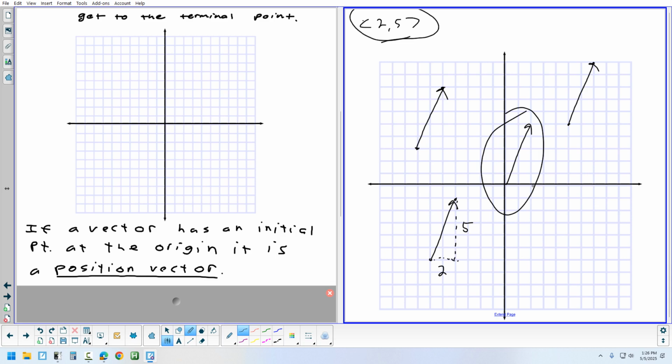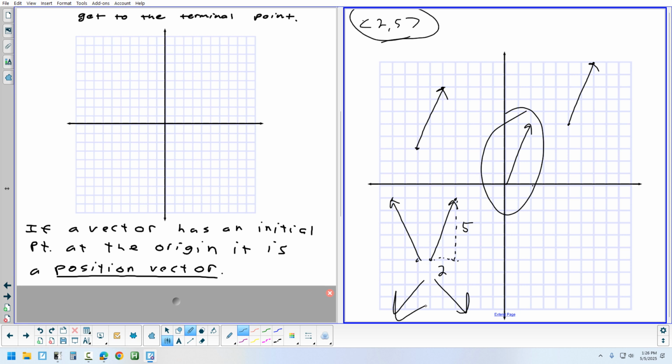So negative 2, 5, the vector would be pointing the other way? Negative 2, 5 would look like left 2, up 5. But you can have negatives in the vectors, right? Yep, you can have both. If you have one negative, it could go this way, this way, or that way. It can point in any direction.